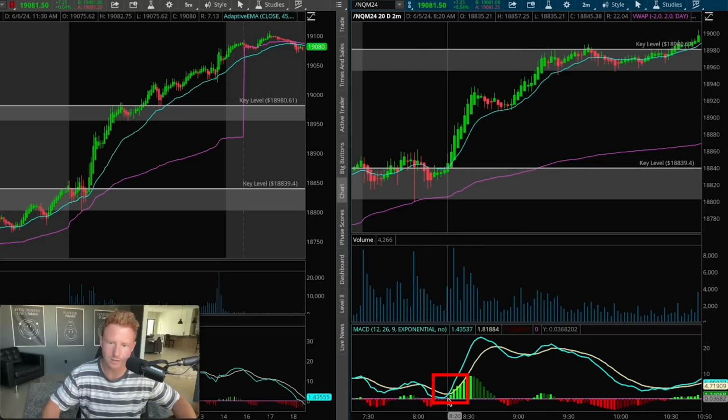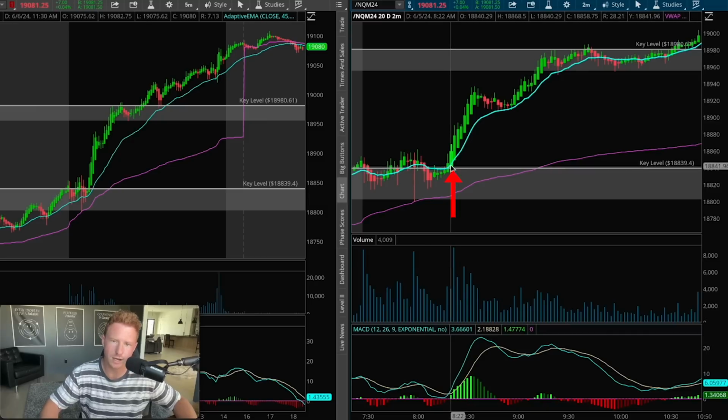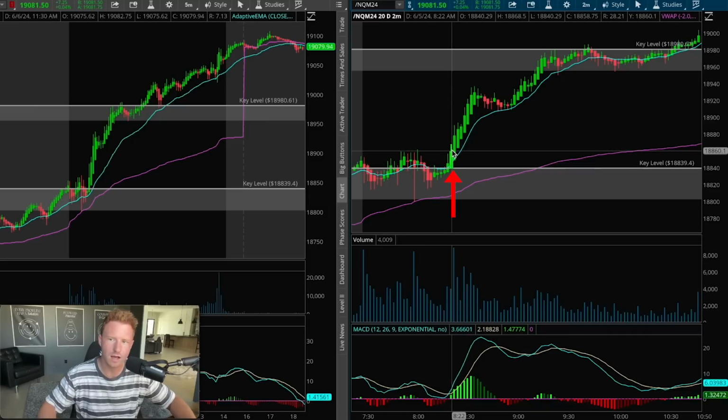It crossed. Histogram started turning green. We got a nice green looking Heikin-Ashi candle. I can enter long and ride this up based on my risk reward or ride it up to a resistance area, right? Whatever you want to do.